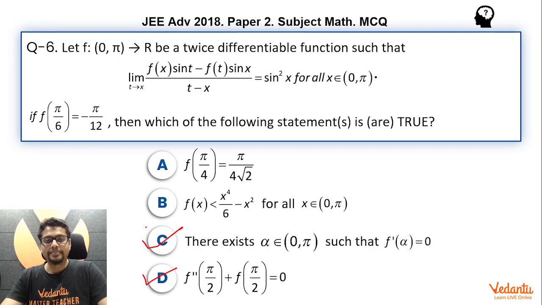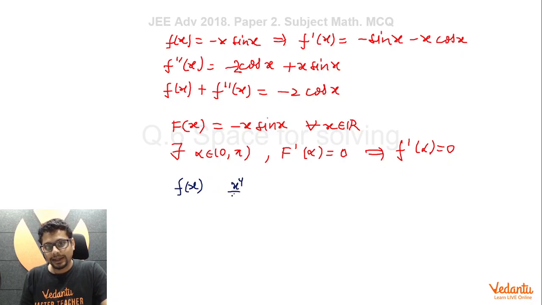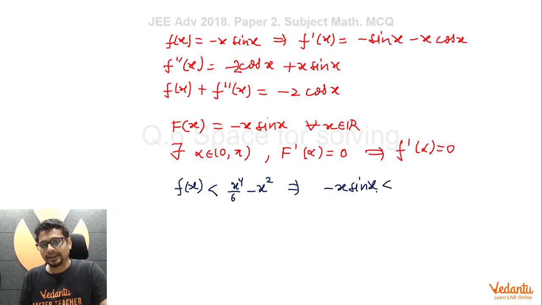Now let's check B. f of x less than x to the power 4 by 6 minus x square for all x in this interval 0 open to pi open. So essentially I have been asked to compare f of x with x to the power 4 by 6 minus x square. We want to explore whether f of x is less than x to the power 4 by 6 minus x square in this interval 0 open to pi open. Now what is f of x? f of x is essentially minus x sine x. So we want to explore whether this is less than x to the power 4 by 6 minus x square or not.